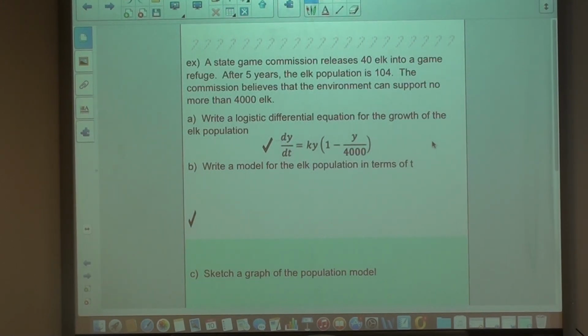1 plus negative T. Oh, it's negative K5. You just write the equation first. Then you set y equal to 40 and T equal to 0, because then it cancels out the K. So then you can find B. And once you know B, you set it equal to 104 and solve for K. Plug in the initial 40.